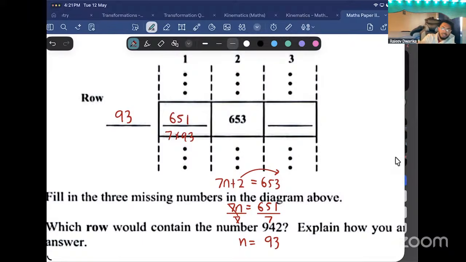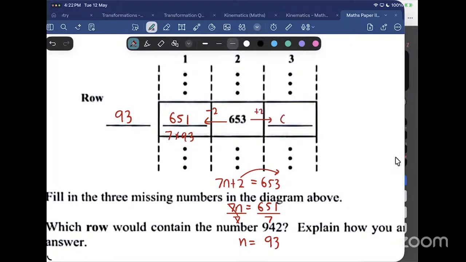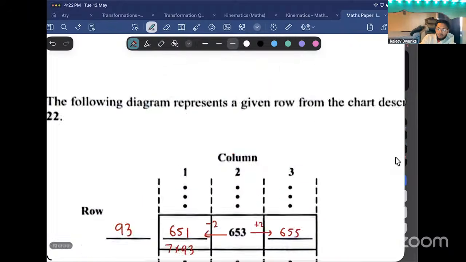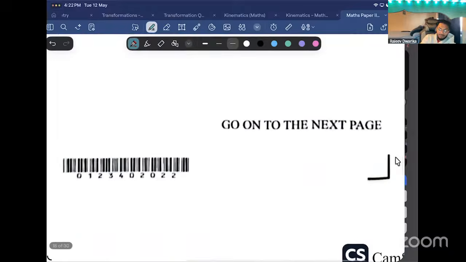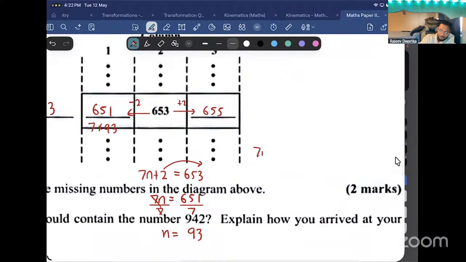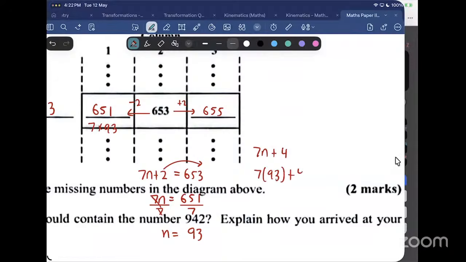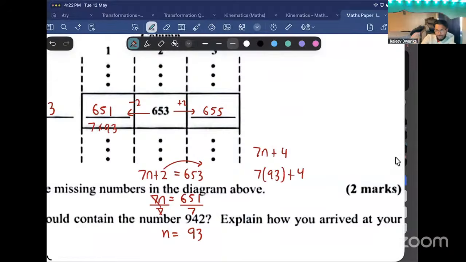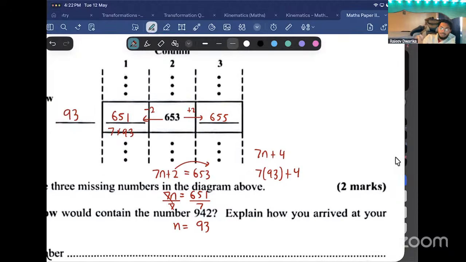You see, you can do this question a million different ways, right? We came up with the relationships at the start. You could just see that this is minus 2 to go from here to here. And to go from here to here, you would do what? Plus 2. And you will get 655. Now, if we use the relationship we came up with, you'll see it also works. 7n plus 4, where n is 93. 7 times 93 plus 4? 655, right? A million different ways to work the same question.